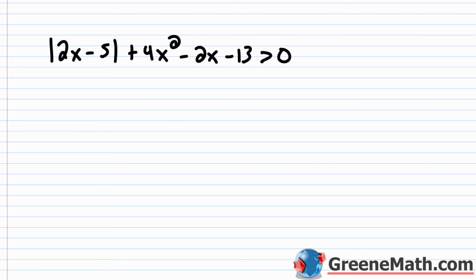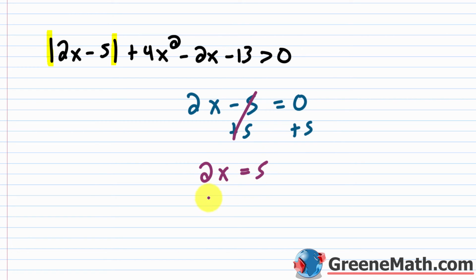If you have an absolute value expression involved in this problem, what you want to do is split this up into different cases. So first you want to say 2x minus 5 is equal to 0 where? So I'm going to add 5 to both sides of the equation. I'm going to cancel this and say 2x is equal to 5. Divide both sides by 2, and you're going to get that x is equal to 5/2.